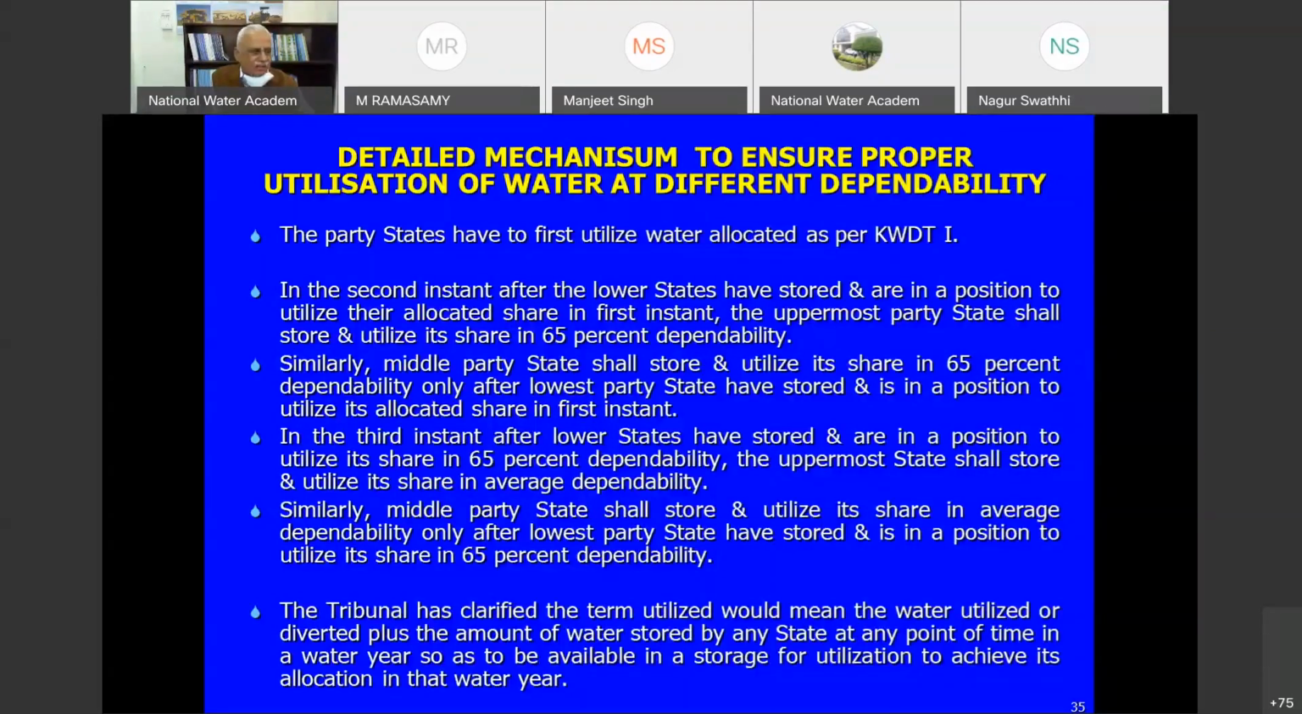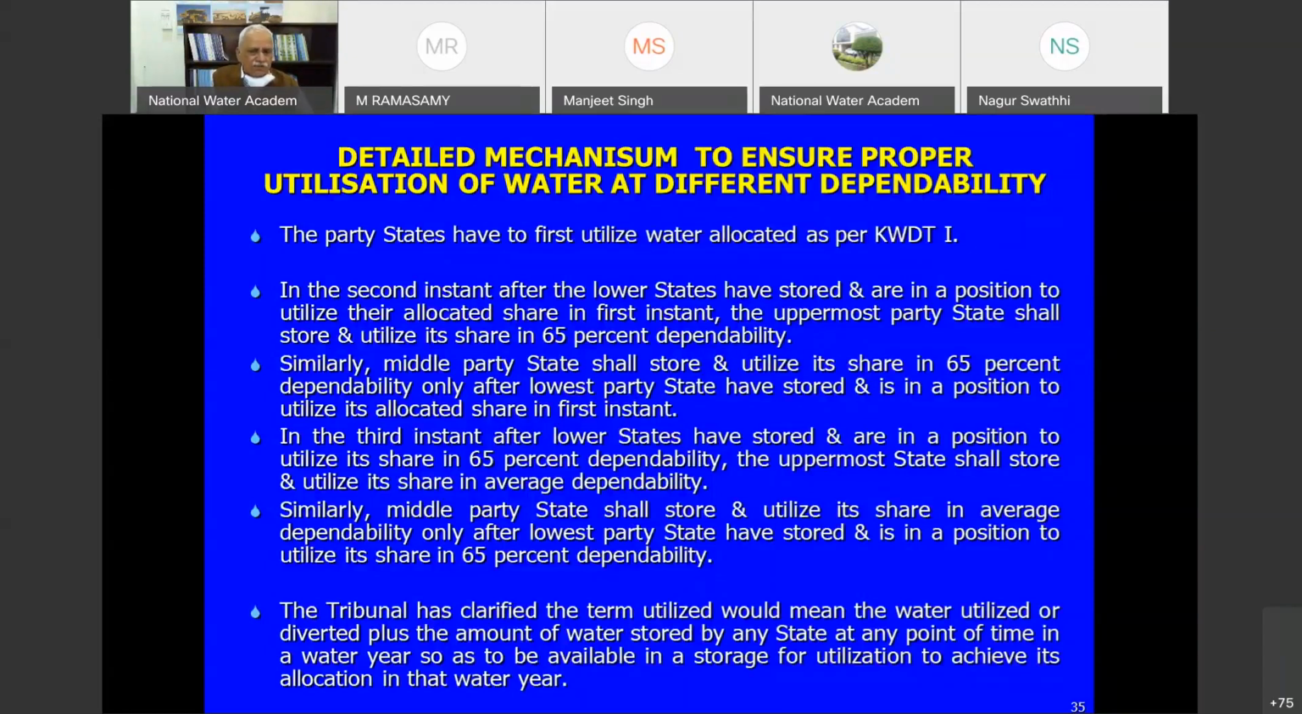In the third instance, when the lowermost state has reached 65% dependable flows, then the uppermost state can store and start utilizing the water up to average dependable flows. The middle state can utilize when they have reached figures, the lower state has reached the capability of utilizing 65%, and so on and so forth. The tribunal, there is a distinction between KWDT 1 and KWDT 2.